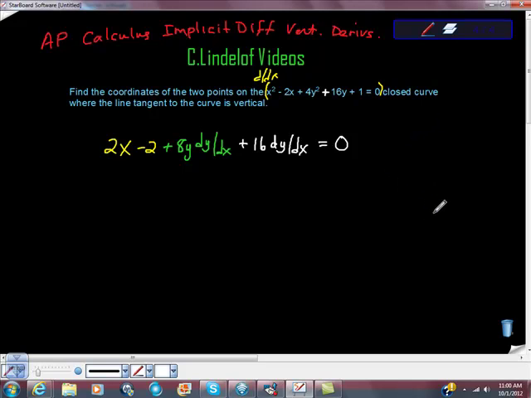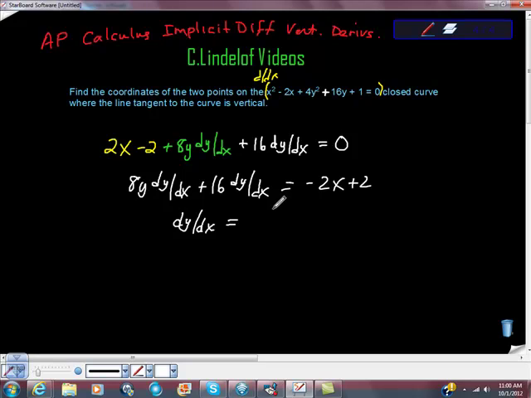Right? So now we have to solve for dy dx. And when we solve for dy dx, we move all this to the right-hand side, so we'll get 8y dy dx plus 16 dy dx is equal to negative 2x plus 2. I'm going to go ahead and solve for dy dx. I'm going to divide everything by 8y plus 16. We get dy dx equals negative 2x plus 2 all over 8y plus 16.